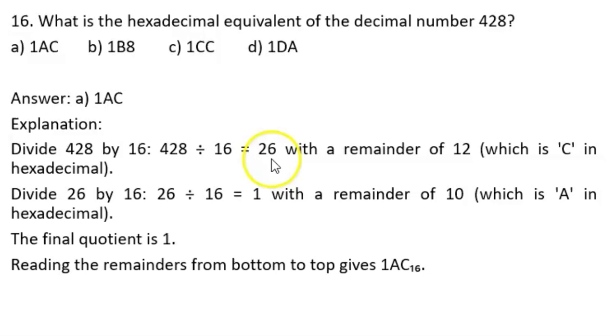And also, 26 divided by 16 is 1, with remainder 10. The remainder 10 is A. Written from right to left, finally 1 is not divided by 16, so it stays as 1. This gives 1AC, the hexadecimal of 428. The answer is 1AC.